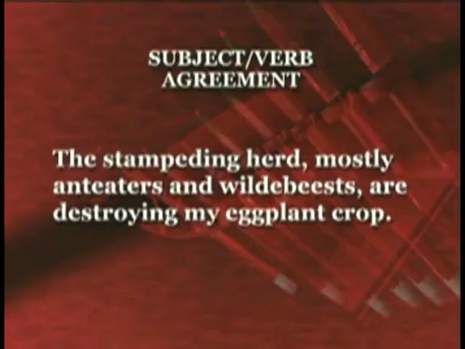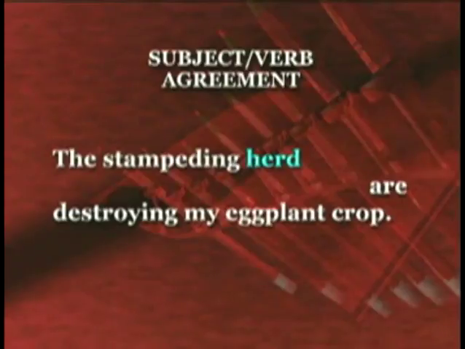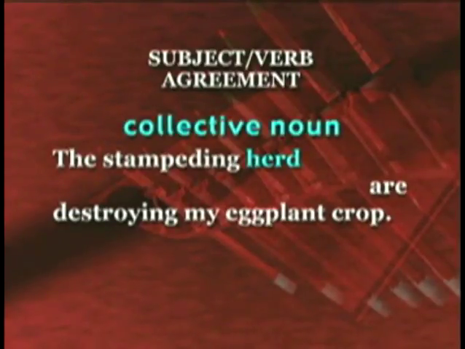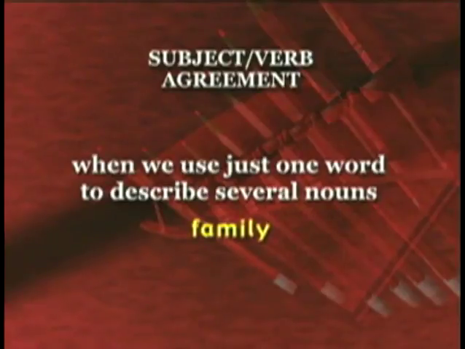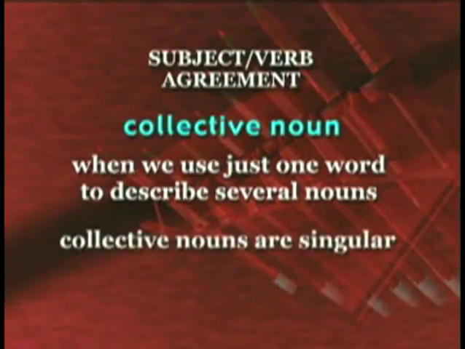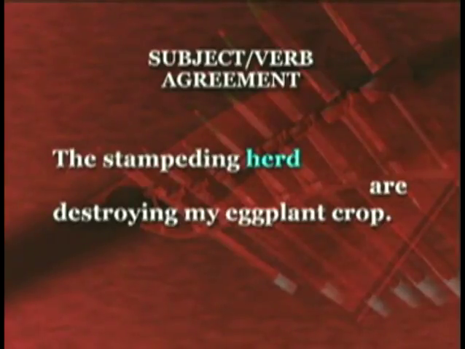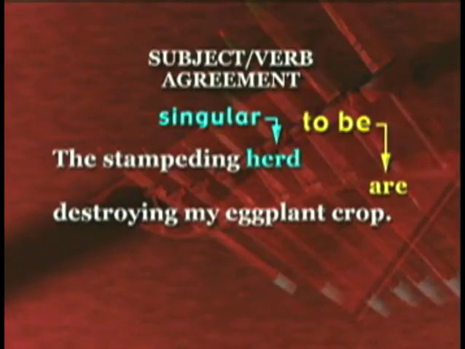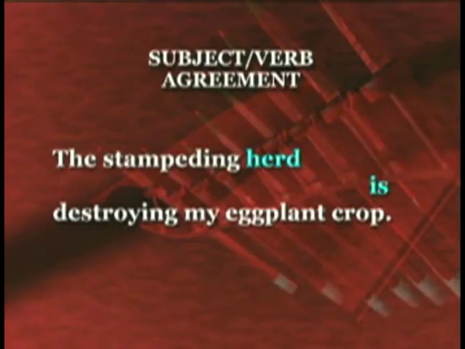Okay, if we remove our appositive, mostly anteaters and wildebeests, we just have herd. Herd is a collective noun. A collective noun is when we use just one word, like family, to describe a bunch of different nouns, like mom, dad, sister, and brother. By rule, collective nouns are singular, so our collective noun, herd, is singular. Let's connect our subject, herd, and our verb, to be. Since we know the verb should agree in number with the subject, we use the third-person singular form of the verb. We say, "The stampeding herd is destroying my eggplant crop."